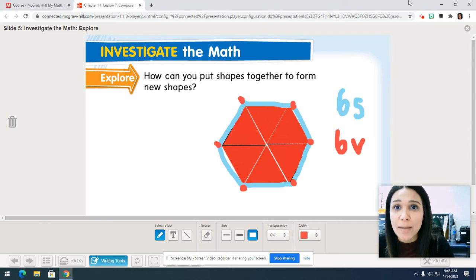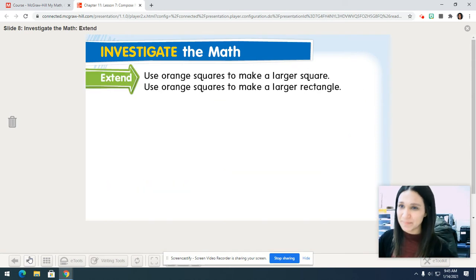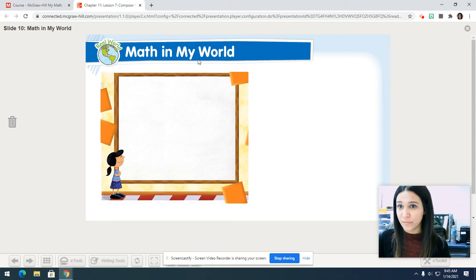What's the name of our shape? A hexagon. Great job, boys and girls. All right, let's get started with our math for today.